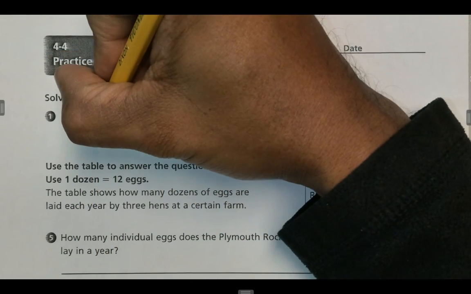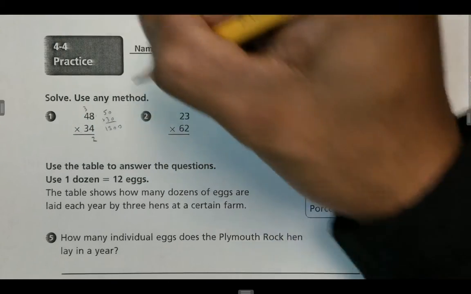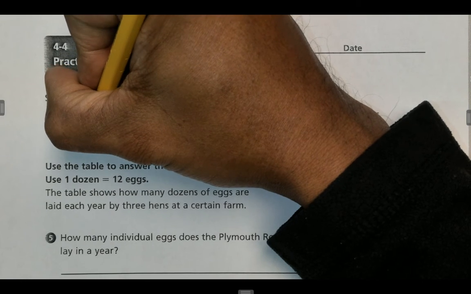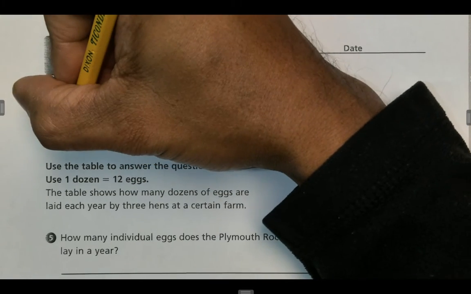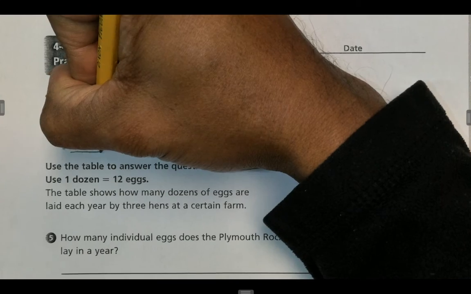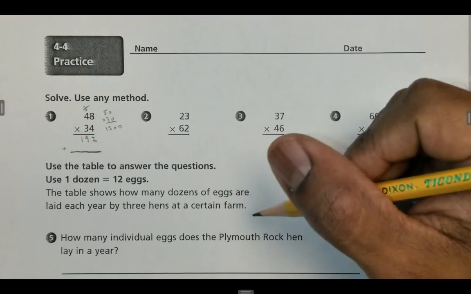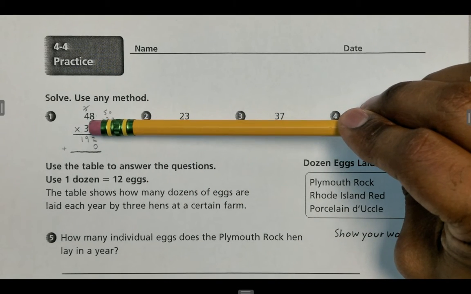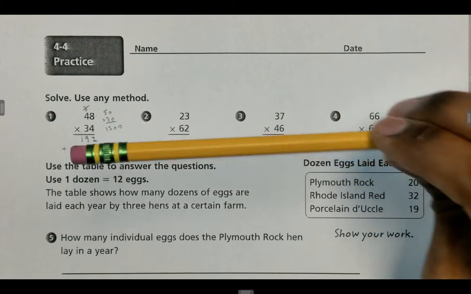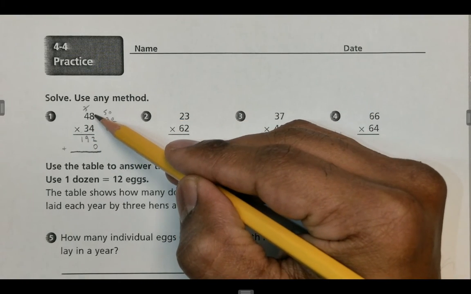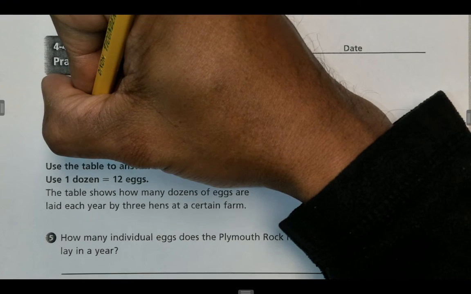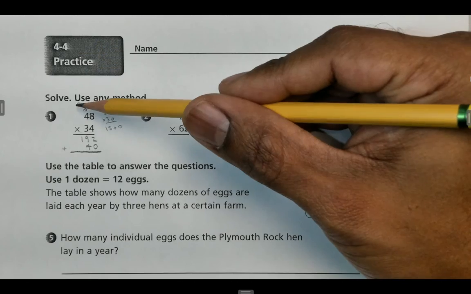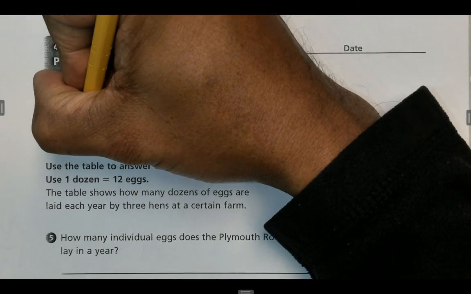To solve, our first row, 48 times 4. 4 times 8 is 32. 3 gets carried. 4 times 4 is 16 plus the 3, 19. I'm going to put my 0 placeholder down. And then my second row becomes 48 multiplied by 3. 3 times 8, 24. 4 comes down. 2 gets carried. 3 times 4 is 12, plus the 2 is 14.